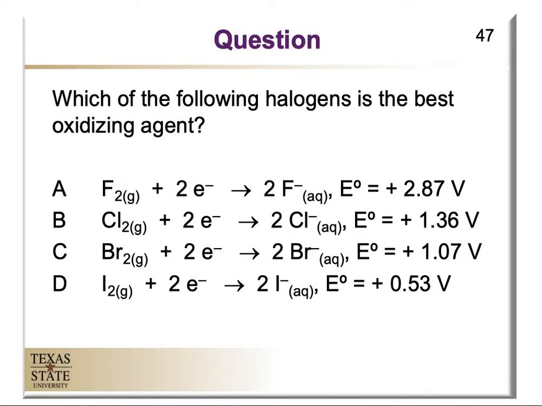All right, so in this particular case, the best oxidizing agent is going to be the one that gets reduced. And the one that gets reduced is going to be the one that has the most positive reduction potential. In this case, fluorine is going to be the one. It has the most positive reduction potential out of all of those, so it is going to be the best oxidizing agent.